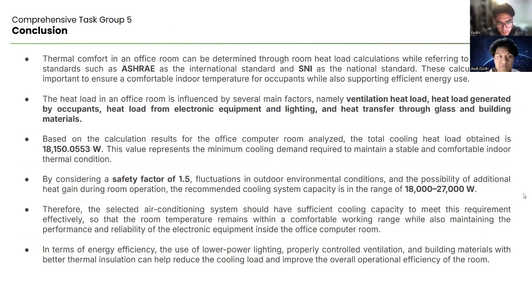All right, so for the conclusion, the thermal comfort in the computer room was determined using heat load calculation based on ASHRAE and SNI standards. The main heat sources are ventilation, occupants, electronic equipment, lighting, and heat transfer through walls and glass. From the calculation, the total cooling load is around 18,150 watts, which is the minimum needed for indoor comfort. And with a 1.5 safety factor, the recommended AC capacity is 18,000 to 27,000 watts.